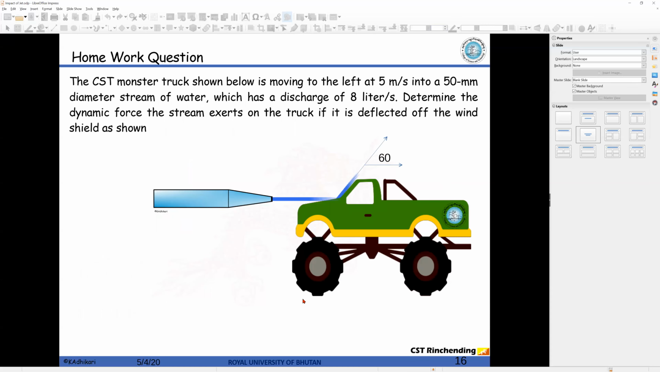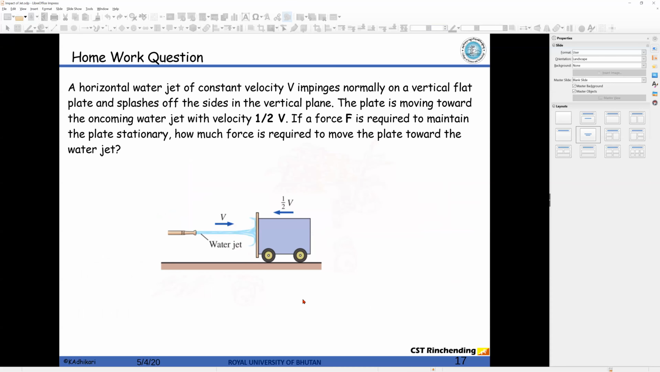Moving on, this is a homework question for you. You can solve this and then submit later on. This is also a next problem which you can think of.